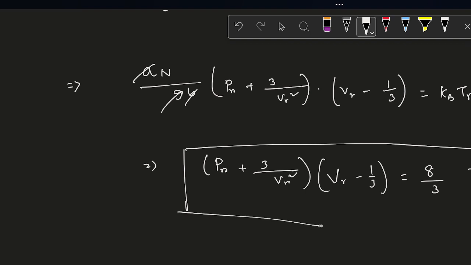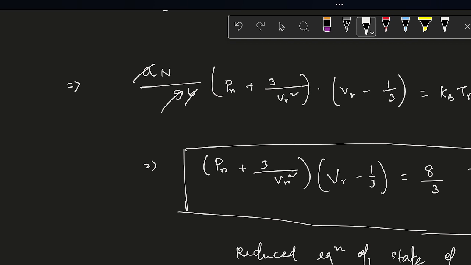Reduced equation of state for your van der Waals gas. This is its equation number 3. So this is your reduced equation of state for van der Waals gas. And why are you calling it reduced equation of state? Because obviously this is represented in terms of all the reduced quantities, like reduced pressure, reduced volume, and reduced temperature, PR, VR, and TR. That's why it is called reduced equation of state.